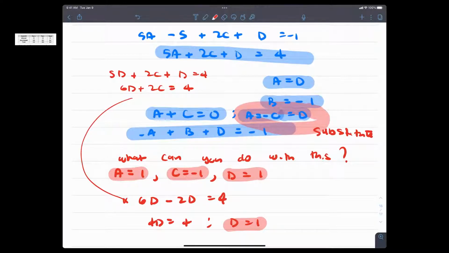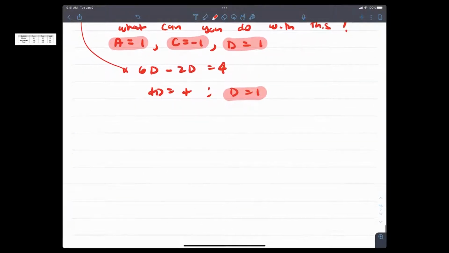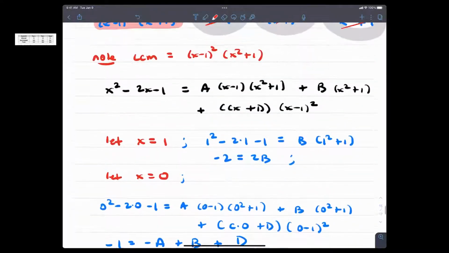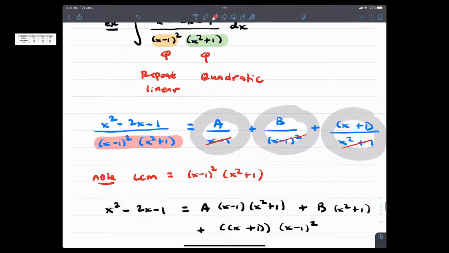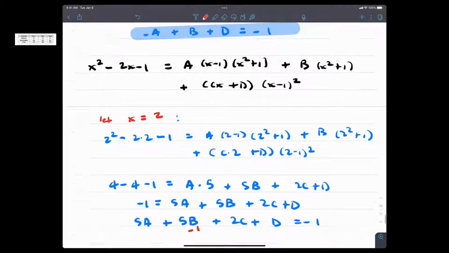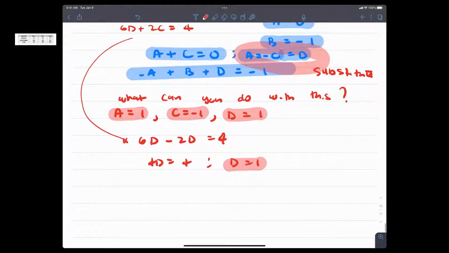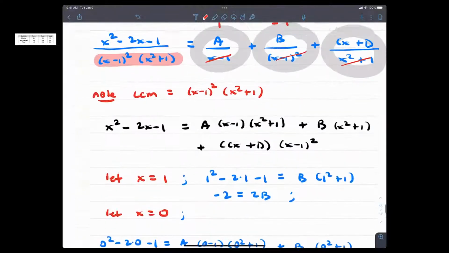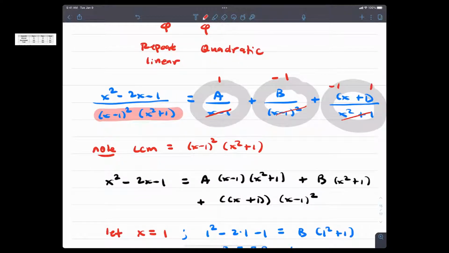Anyway. All right, so it's just a substitution. But anyway, A is 1. Let's go back. A is 1. B is negative 1. So you say A is 1, B is negative 1. C and D. C is negative 1, D is 1.